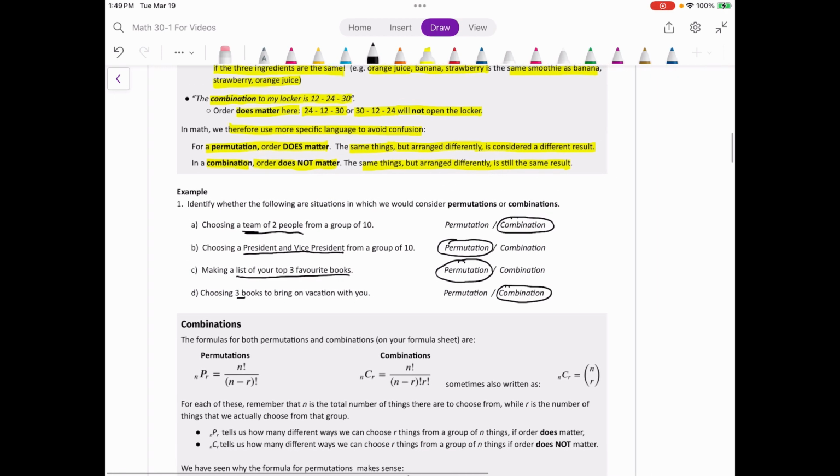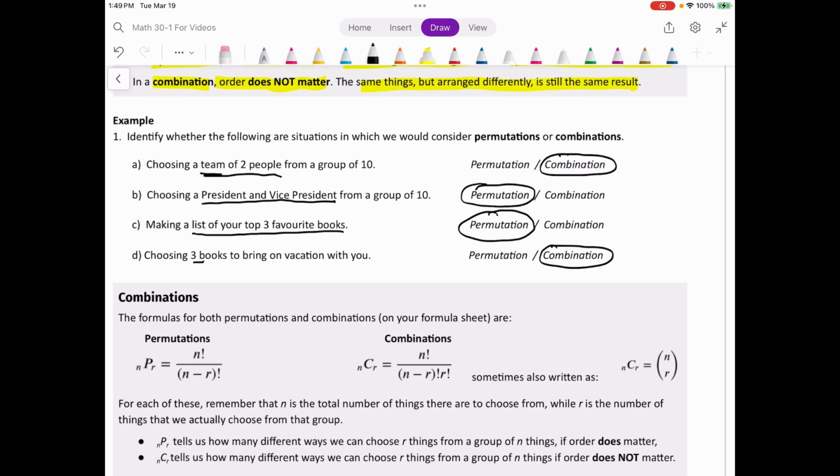Makes sense, right? A good way to test is to ask yourself, if I have all the same stuff, but I arranged it differently, is that actually a different outcome, right? For a team of 2 people, no. Either way, you made the same team of the same 2 people. For a president and vice president, well, that's different, because now whoever was president would become vice president if we switched it around, and vice versa, okay?